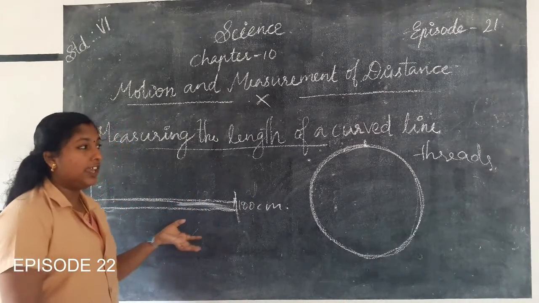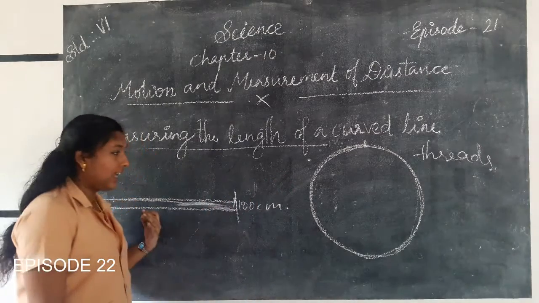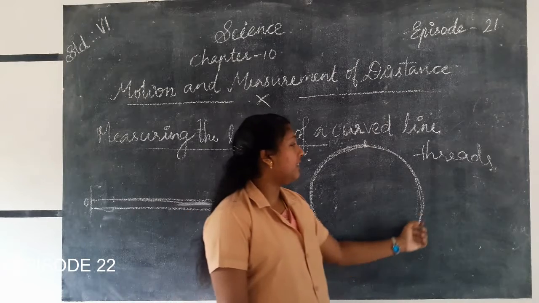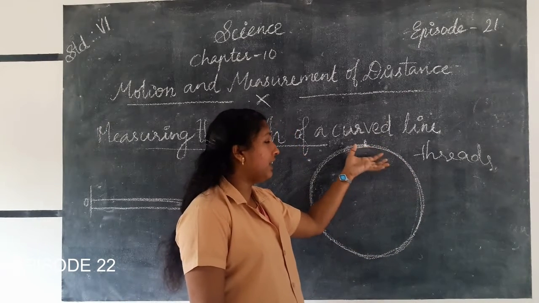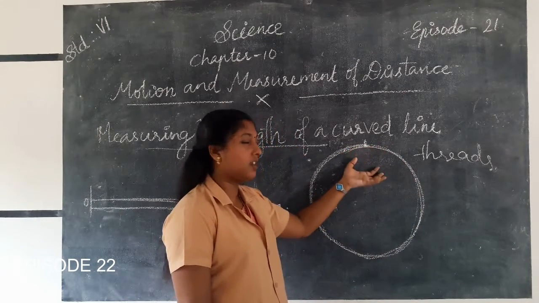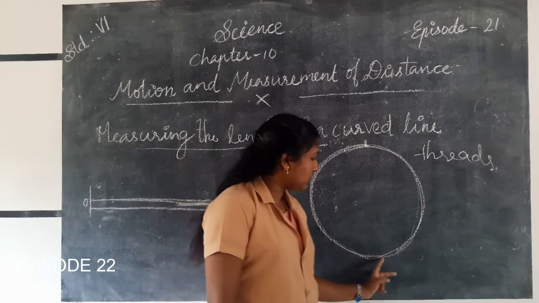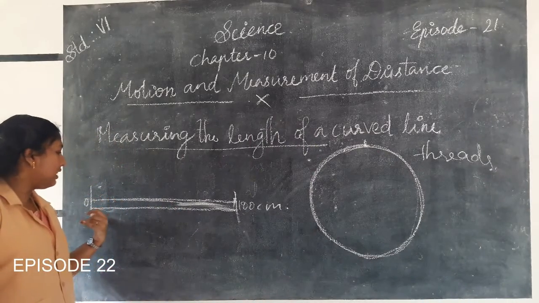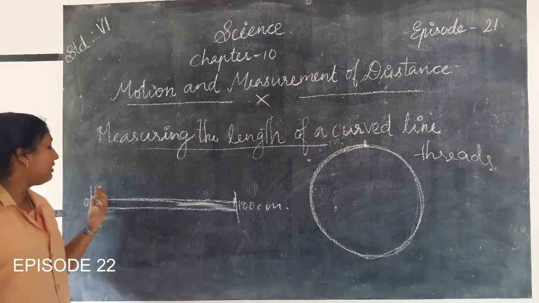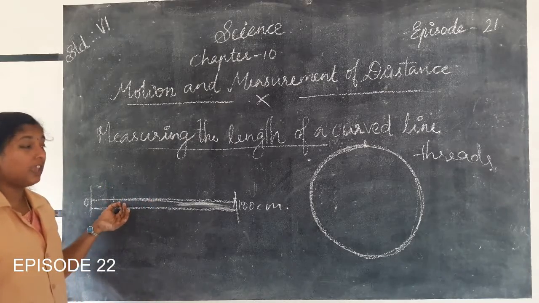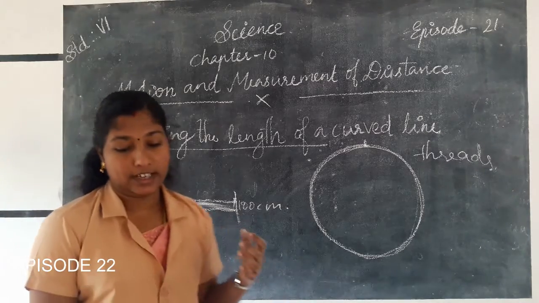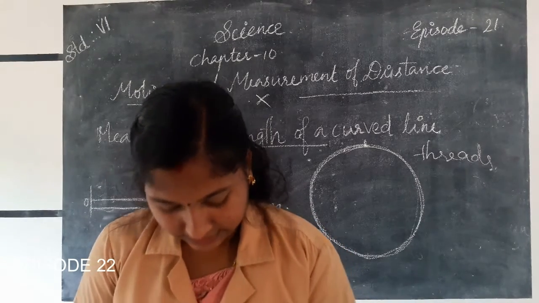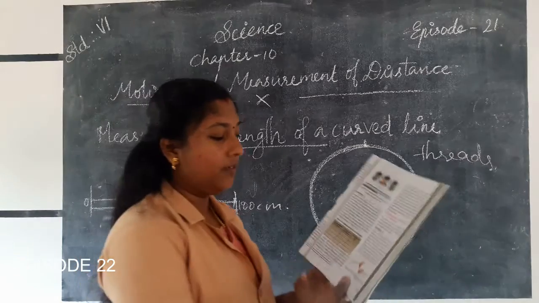We cannot measure the length of a curved line with the meter scale. In this situation we use a thread for measuring the length of a curved line or a curved surface or a circle. We take the measurement by using thread, then fix the thread in a straight way, then take the length of that thread using a meter scale. Measuring the length of a curved line with a thread.